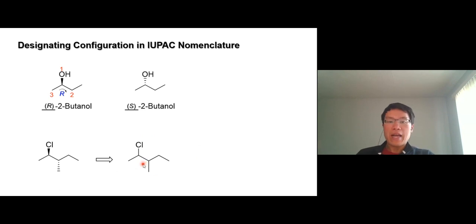Just pretend. Okay. So by this guy by itself, let's say what we got, 1, 2, 3, 4, 5. There's a 5 parent chain, right? So we're going to call it a pentane. 2-chloro, 3-methylpentane. All right, and then I'm going to add the configuration on here. Okay, go back to the original structure right here.